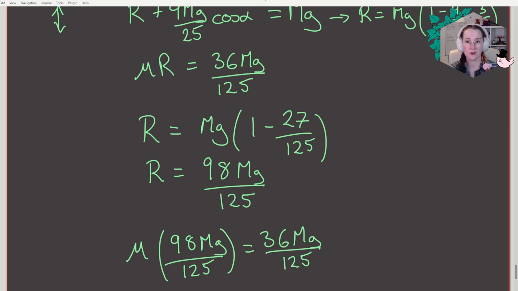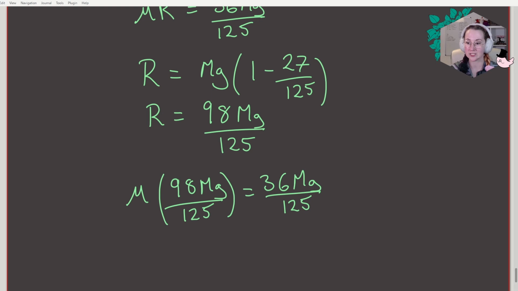Right, I'm going to do a load of cancelling before I try and take that over. So both sides have m's, let's get rid of those. Both sides have g, let's get rid of those. What else? Both sides have 125. Now we have 36 over 98. They're both even, so we can divide them by 2. So 36 divided by 2 is 18, and 98 divided by 2 is 49.